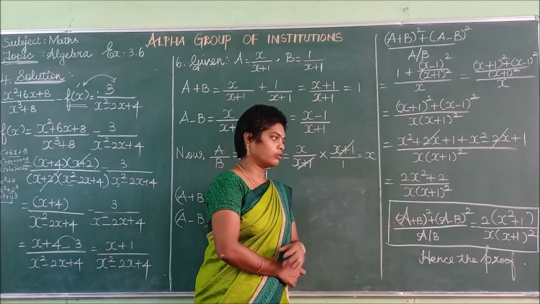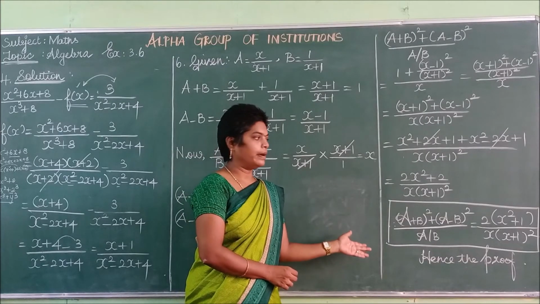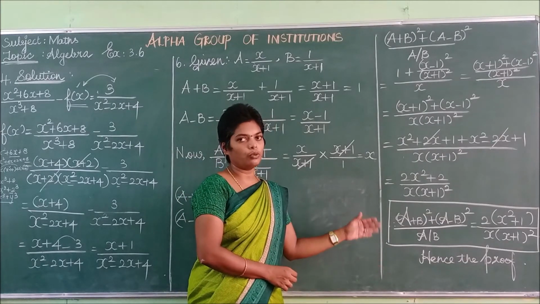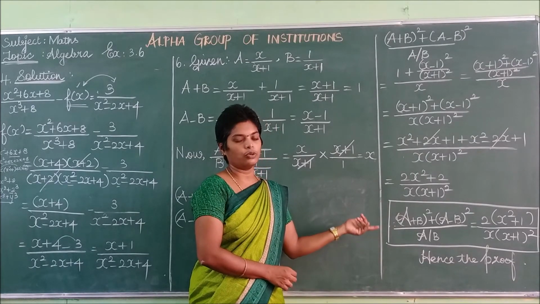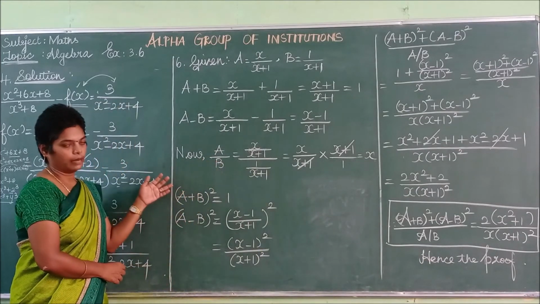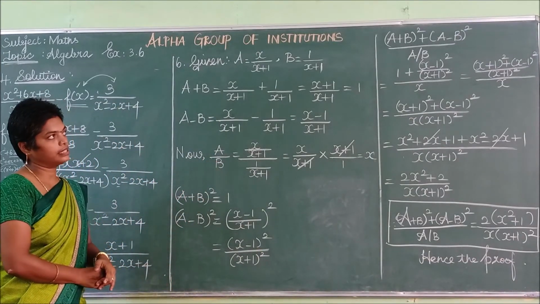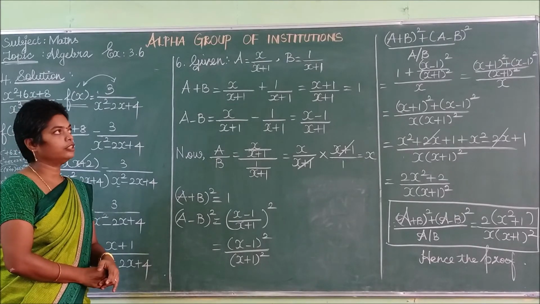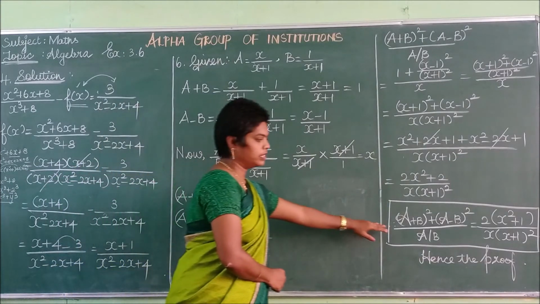(a + b)² + (a − b)² divided by a/b, which is equal to 2(x² + 1) divided by x(x + 1)². So listen, first of all write the given statement. Our given statement is a = x/(x + 1), b = 1/(x + 1). So check with this value.